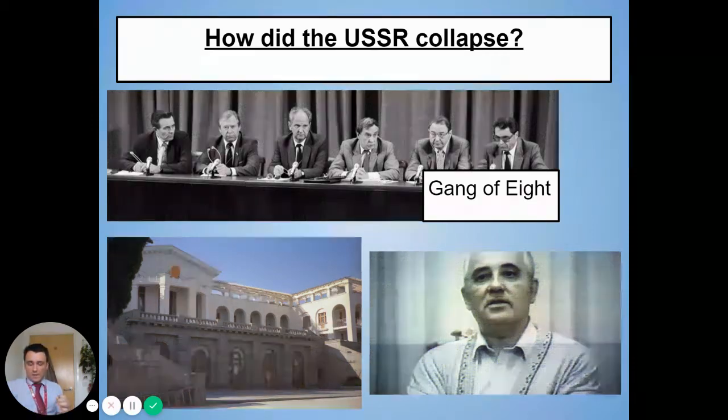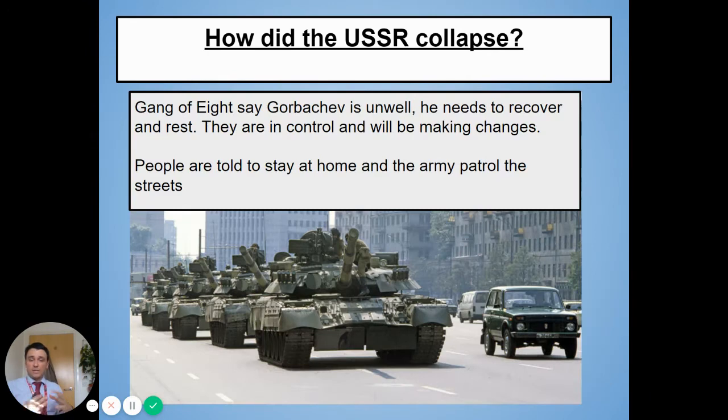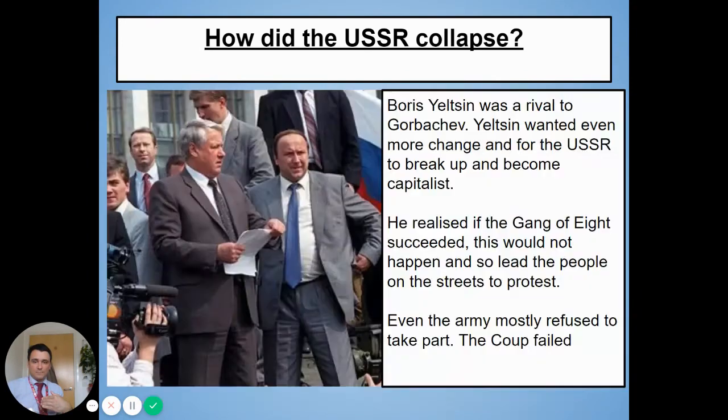to do. And so what they do is they go on national television and they say Gorbachev is unwell, he needs to recover and rest because he's put a lot of work in during the last few years, that the Gang of Eight are in control and they will be making some changes to Russia. And they say, look, people of Russia, stay at home, and the army would patrol the streets to make sure this happens. And the aim of the Gang of Eight was to actually sort of undo all of Gorbachev's changes.